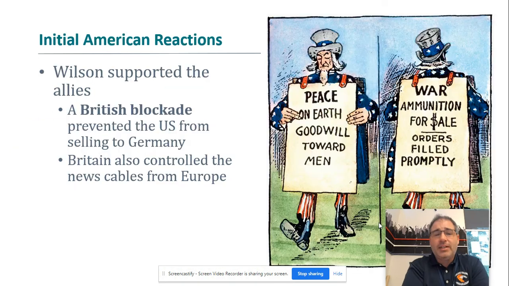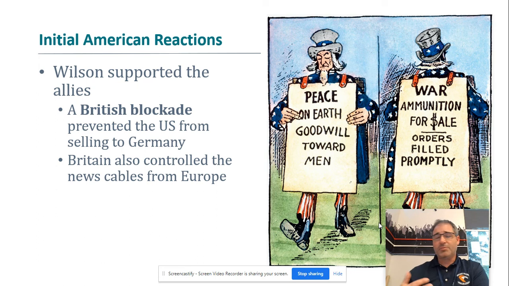Back home, America initially reacted by staying out of the war. And the reason for this goes back to the Monroe Doctrine, that the United States will stay out of European affairs as long as Europe stays out of the Western Hemisphere. And Wilson and Americans mostly are going to support the Allies.